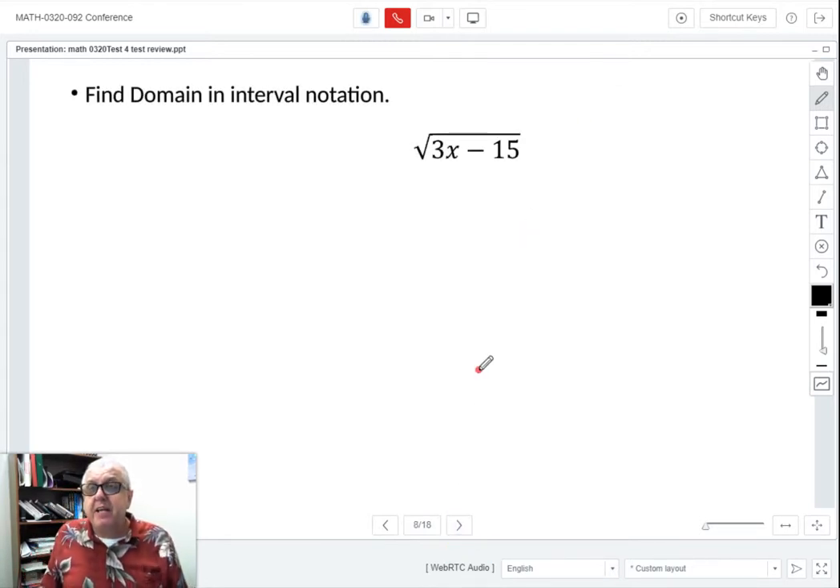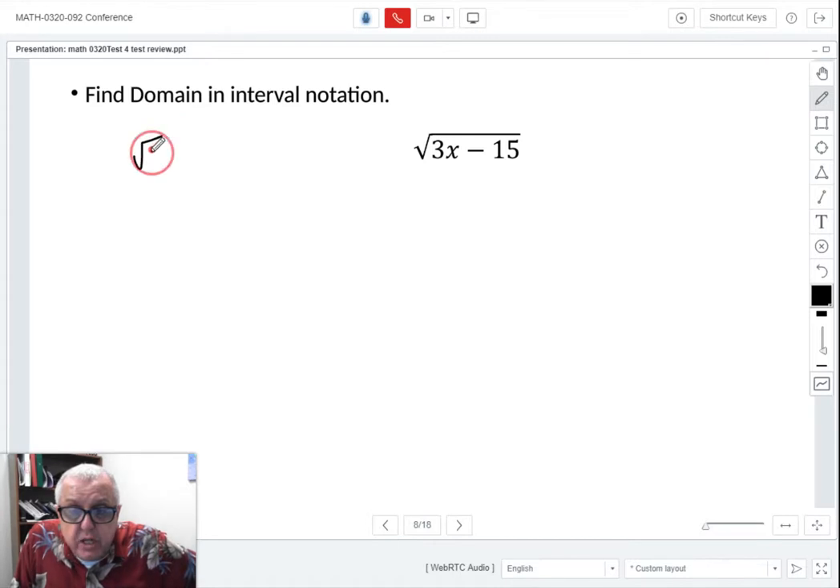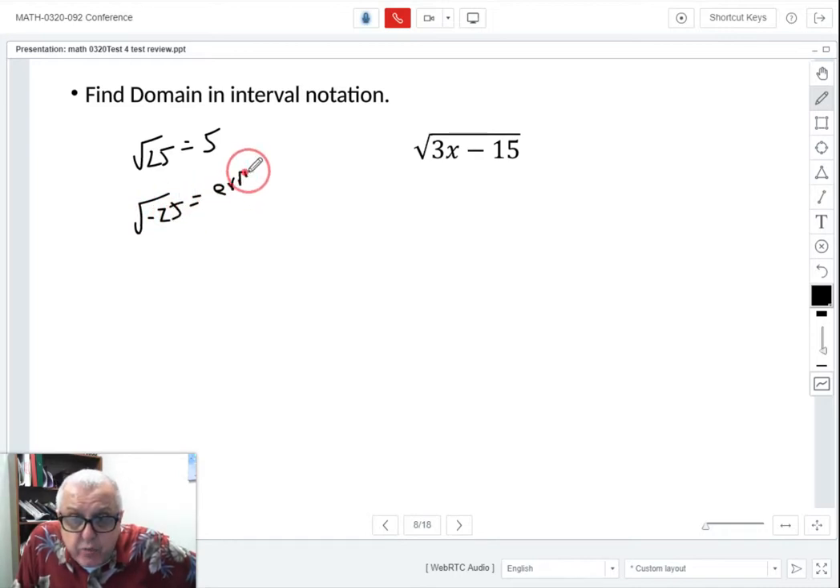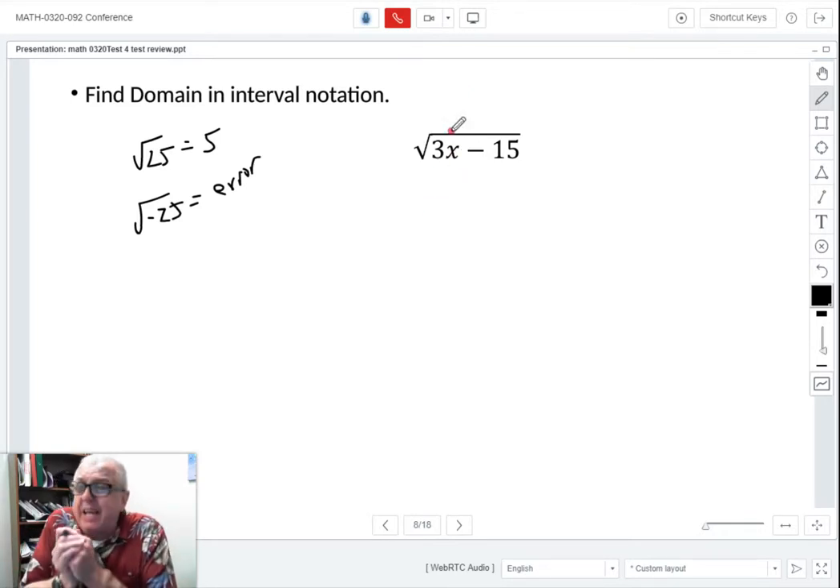Next problem, find the domain. Remember, square roots, the square root of 25 equals 5. But if you try to take the square root of negative 25 on your calculator, it says error. You can't take the square root of a negative number. So when we ask for domain, the inside of the square root has to remain 0 or positive.